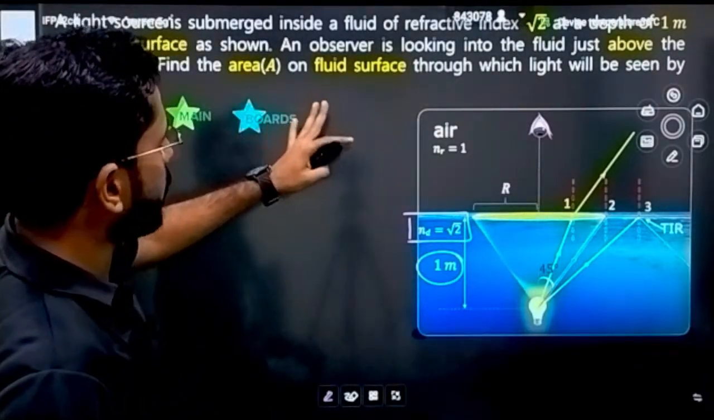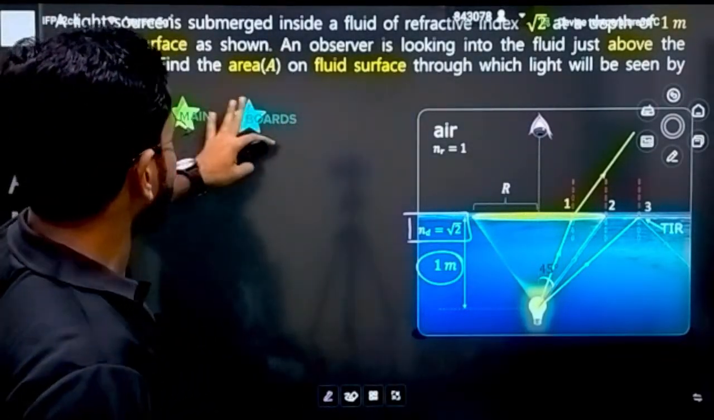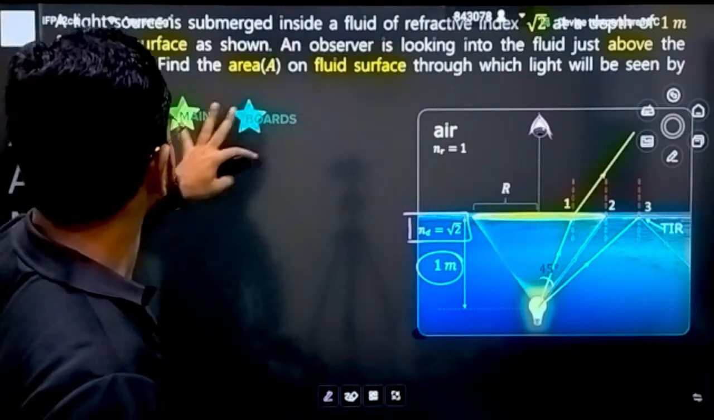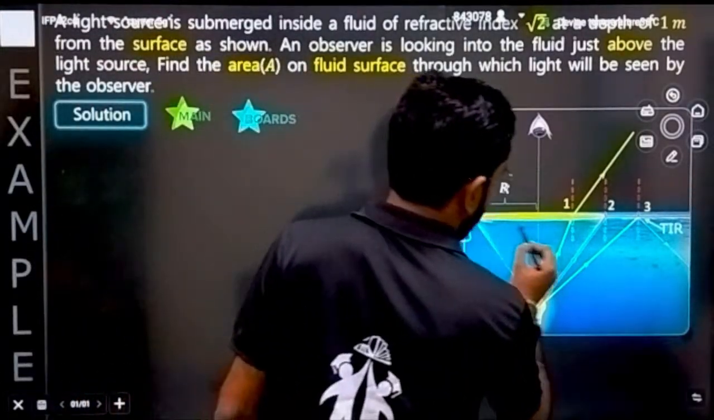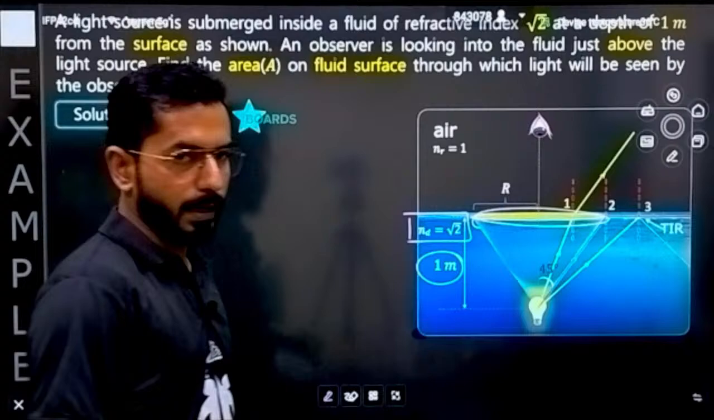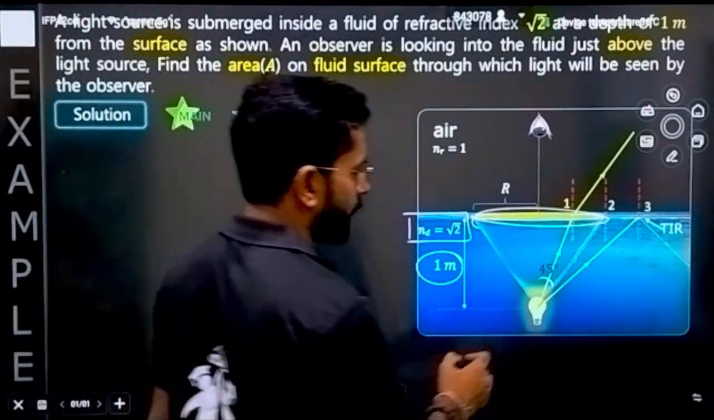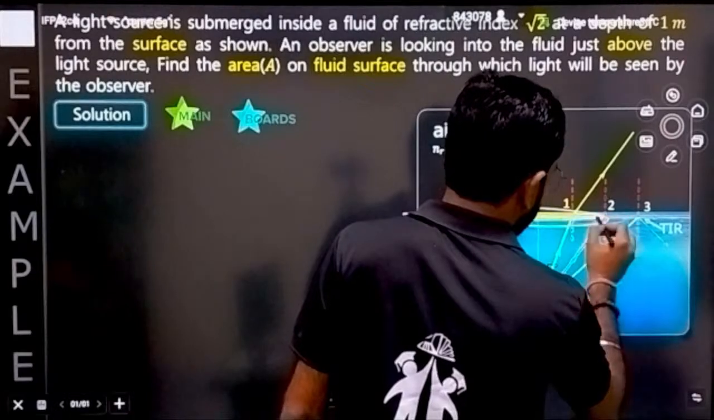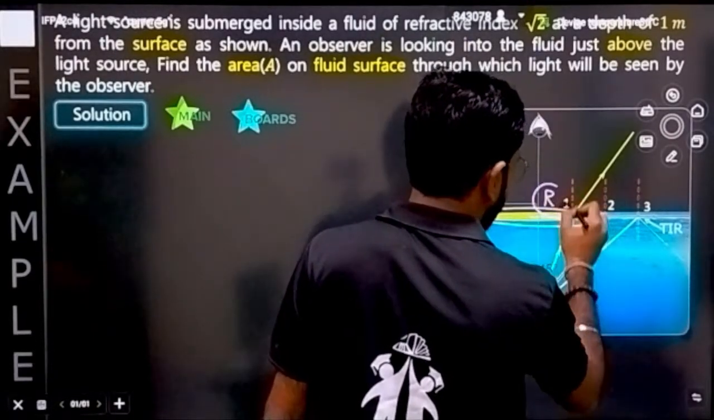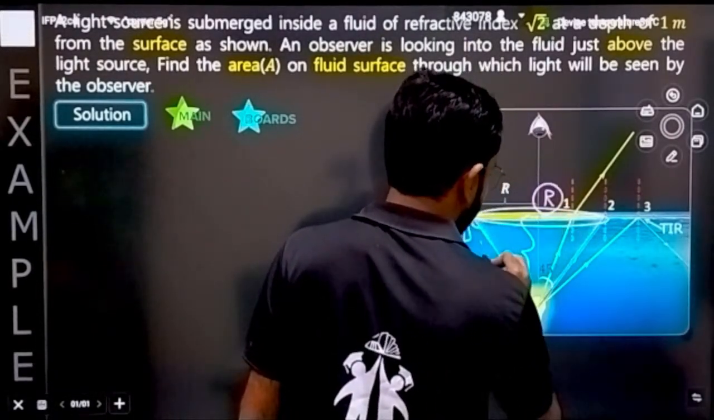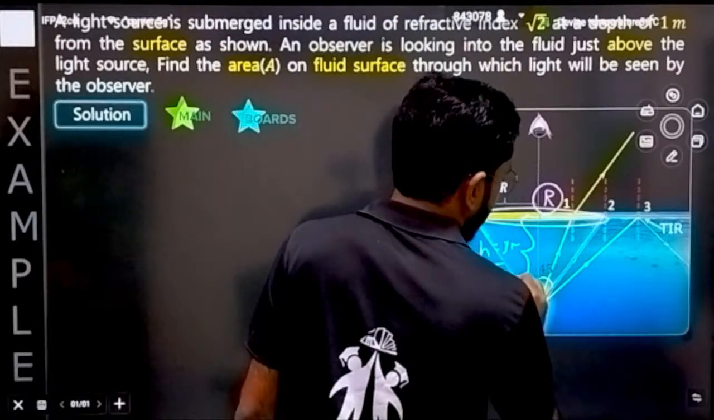From the surface, the observer is looking into the fluid just above. Find the area of the fluid through which the light will be seen as A. You have to tell me what is this area of the fluid that you have taken here. See, the area you have to calculate. Firstly, calculate the radius. This is the distance that I will call the radius. And let's suppose this is the height that is given, equal to 1 meter.